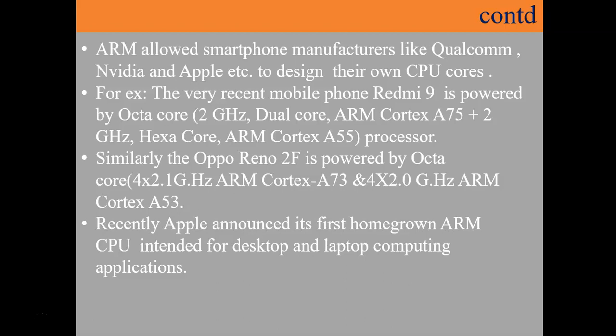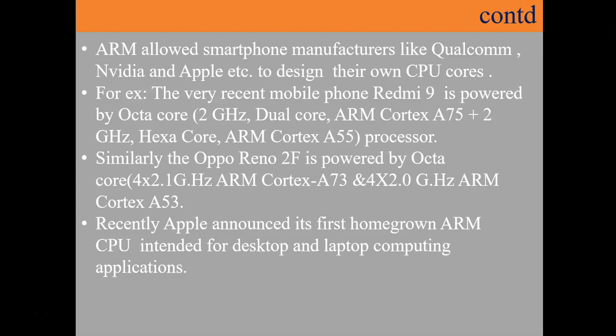Similarly, the Oppo Reno 2F, this is also a recent smartphone. If you see, it is powered by an octa-core 4 by 2.1 GHz ARM Cortex A73 and 2 GHz ARM Cortex A53 processors. So undoubtedly you can say that these ARM processors play a very important role in the present day smartphone market. Almost the majority of present day smartphones or mobiles use these ARM processors.